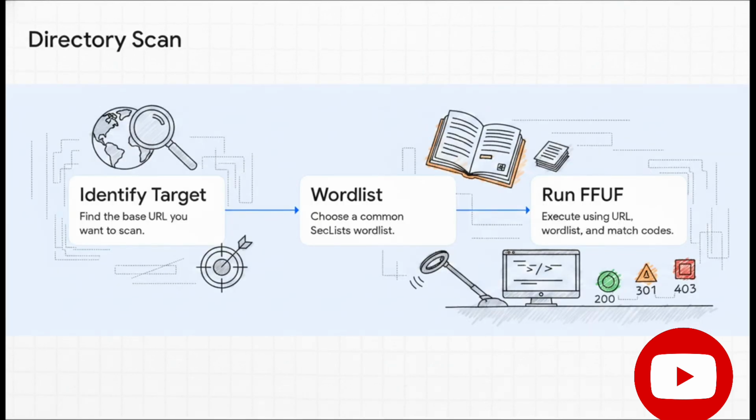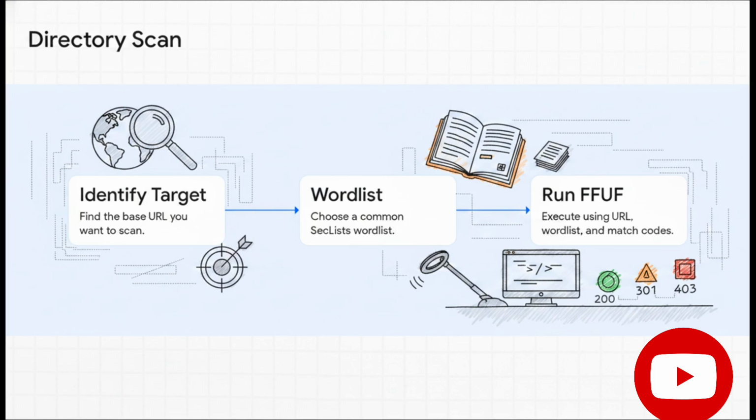Let's walk through the anatomy of a basic FFUF command for a directory scan. First, you identify your target URL. Next, you choose a word list full of common directory names, like the ones from the SecLists repository, and then you run your FFUF command. You'll use the -u flag for the URL, -w for the word list, and most importantly, -mc for match codes.